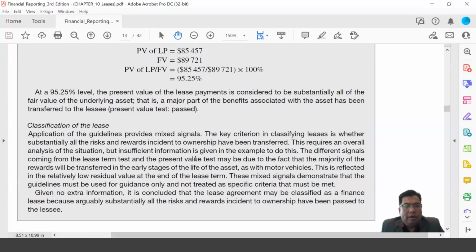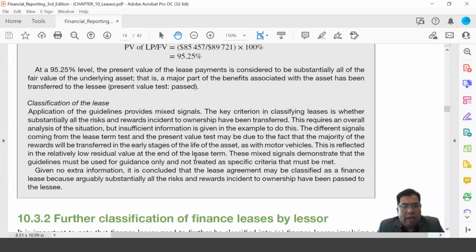So this present value test also gives you a pass result. From here, you will know that the application of the guideline provides a mixed result. The key criterion in classifying a lease is whether substantially the risk and reward incident to ownership have been transferred or not. Based on this analysis, we find insufficient information to do this, because different signals come from the lease term, and the present value may be due to the fact that the majority of reward will be transferred at an early stage of the life of the asset, for example, in the case of motor vehicles here.